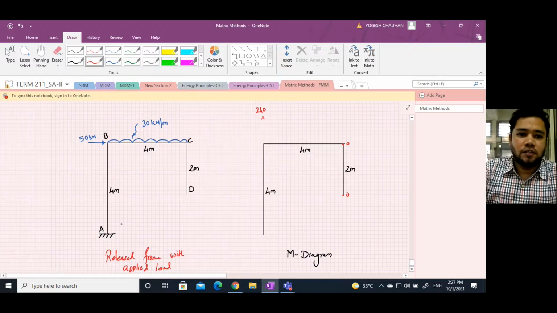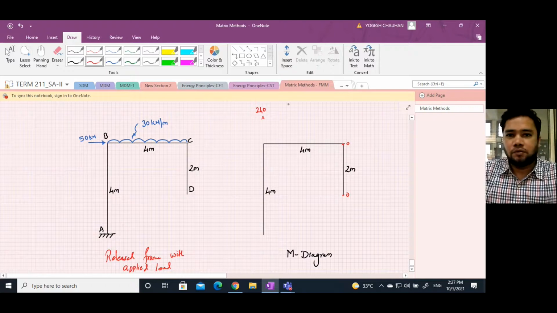The other way, you can find the support reaction at A, because it is determinate, and draw the bending moment from left to right also. But it would be easier if you draw it from right to left, because it will be the same as a cantilever frame. Now this is the UDL.